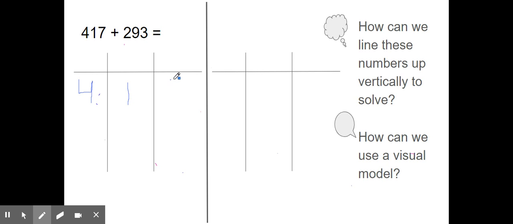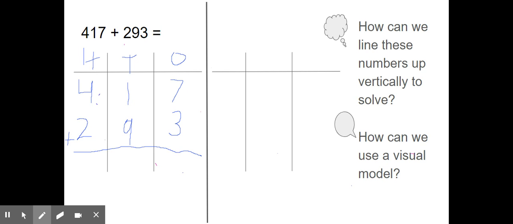417 plus 293. I carefully lined up hundreds, tens, and ones, so I wouldn't make a mistake like Jocelyn did. Remember, in the vertical equation, the equal sign is a line underneath.